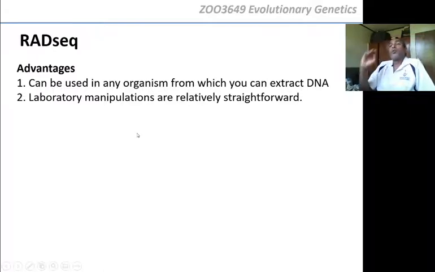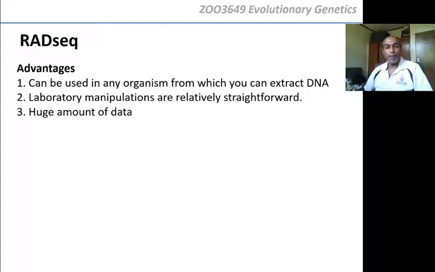You don't need to know anything about the DNA sequence, okay? You can do this method on any organism, as long as you can extract the DNA. Unlike PCR and Sanger, where you need to know a piece of the sequence for the primers, for RAD-seq, you don't need to know. You just chop randomly with the restriction enzyme, and you don't need to know anything about that DNA sequence beforehand.